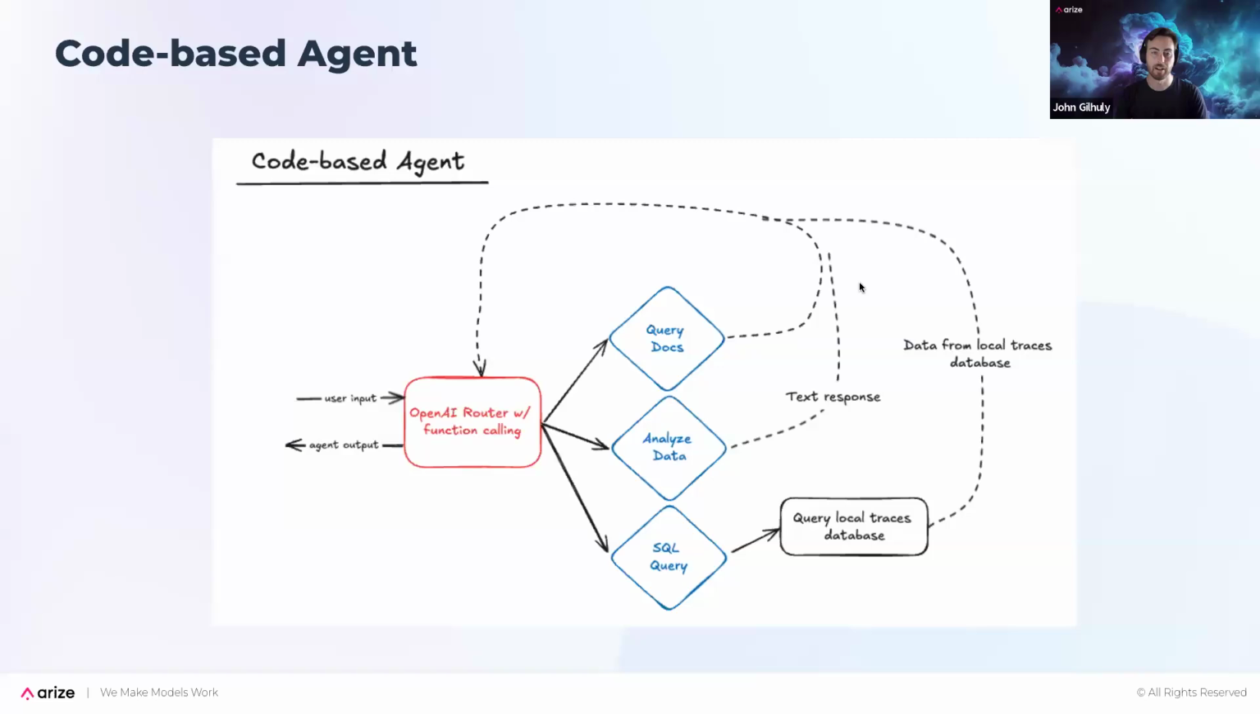Once that skill completes, it'll return back to the router, and the router can decide, okay, do I call another skill or do I go back to the user with a response?